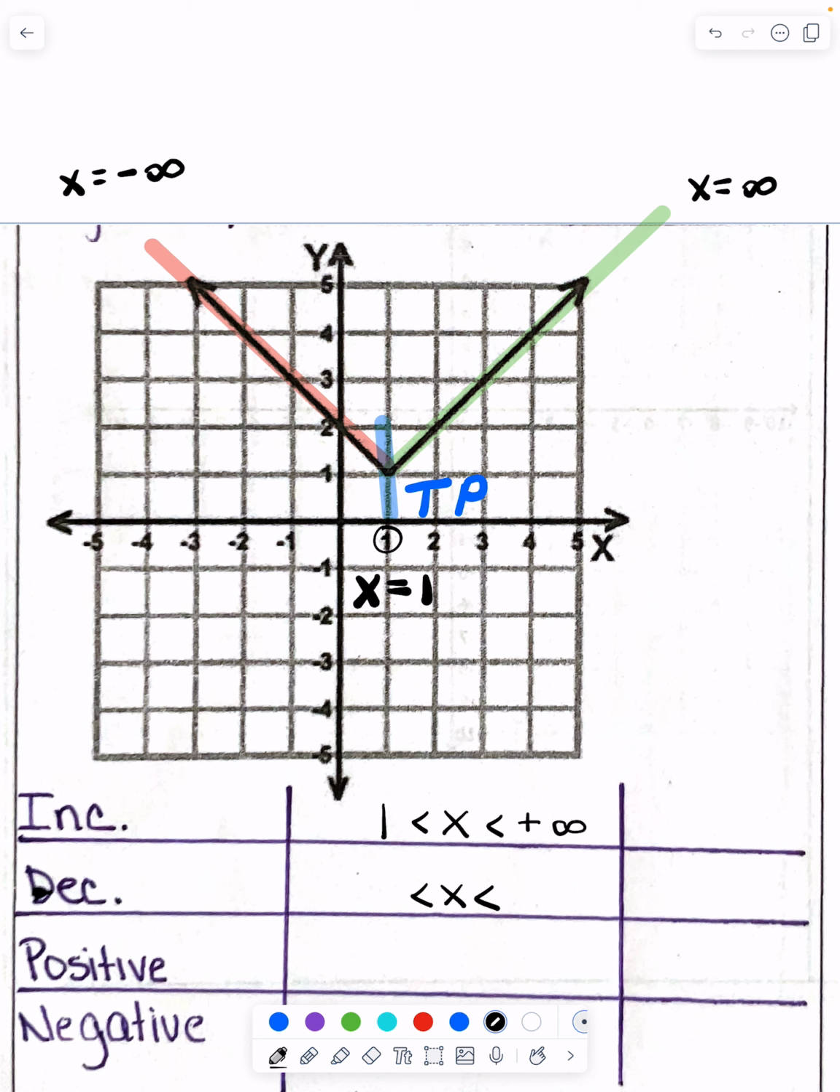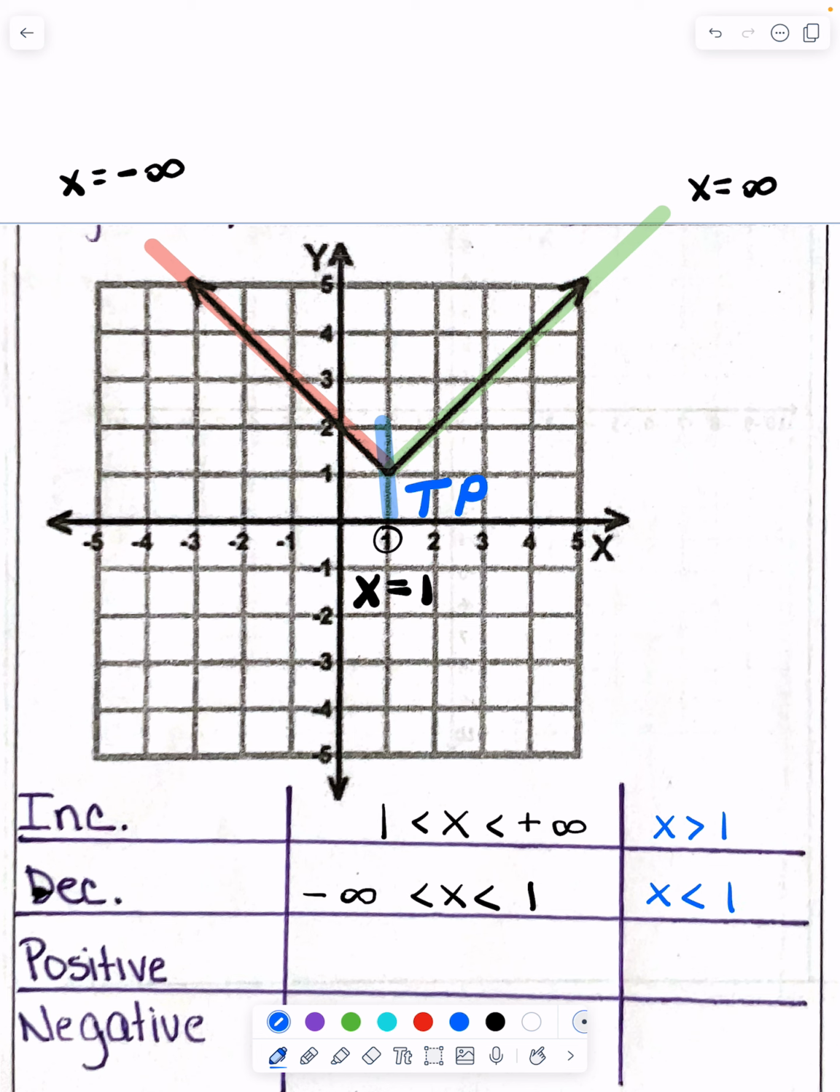Okay. When was it decreasing? Well, it started decreasing at negative infinity, and it continued to decrease until x was close to 1. At 1 is where that turning point was. Another way we could say this, it was increasing when x values are greater than 1. It was decreasing when x values are less than 1.